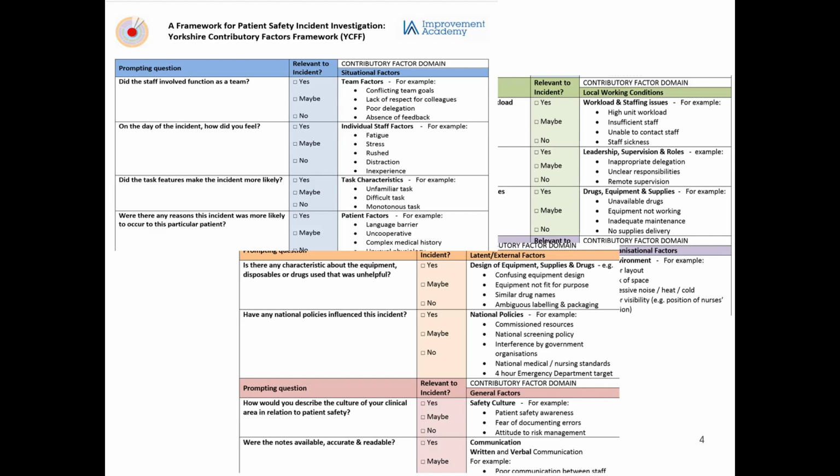If there were team issues, then think more deeply around whether there were conflicting team goals. Did people within the team have different goals? Did they have respect for each other? Was there delegation? Were there issues with feedback as well when work is done? So really, these questions and these prompts help us to consider more fully the possible contributory factors to an error.